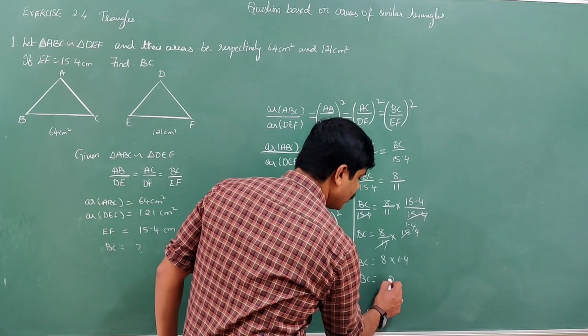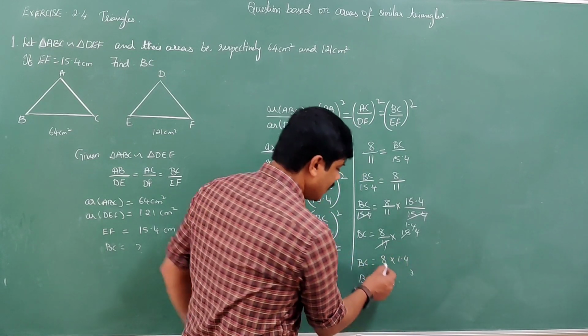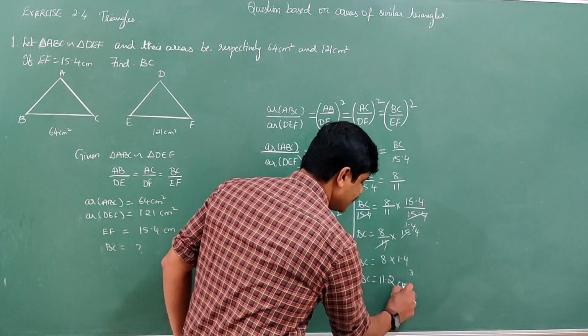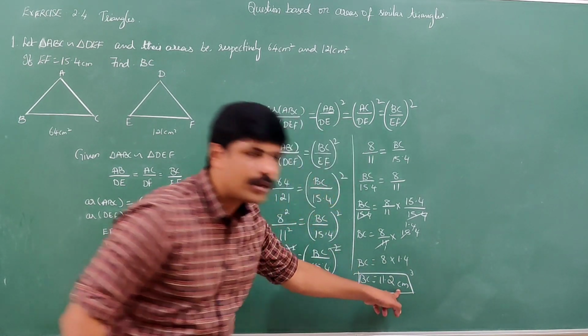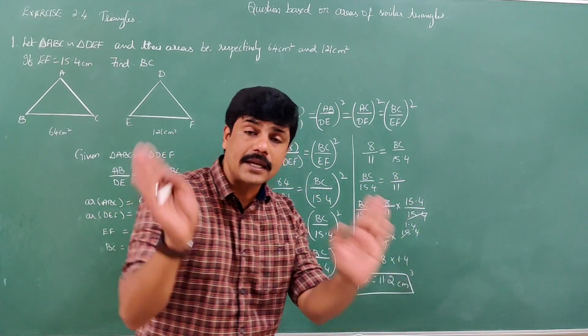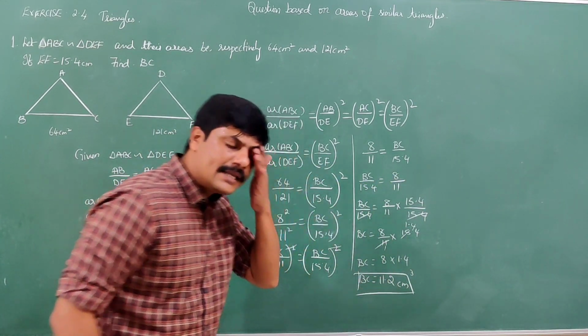8 4 times 32. 3 remains. 8 1 times 8. 8 plus 3 is 11. 11.2 centimeter. Don't forget to put centimeter here because BC is the length. You cannot write centimeter square. You have to write only centimeter.